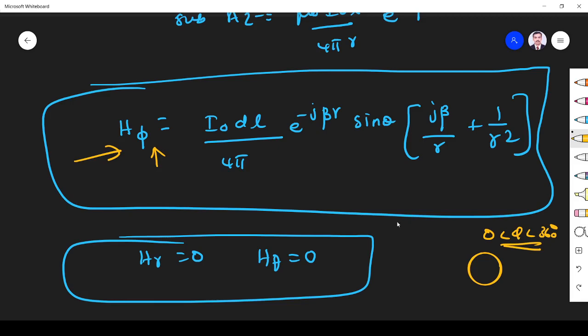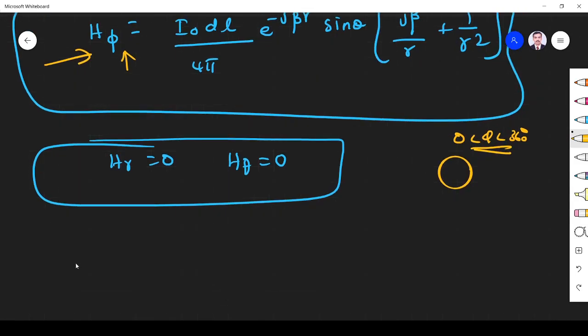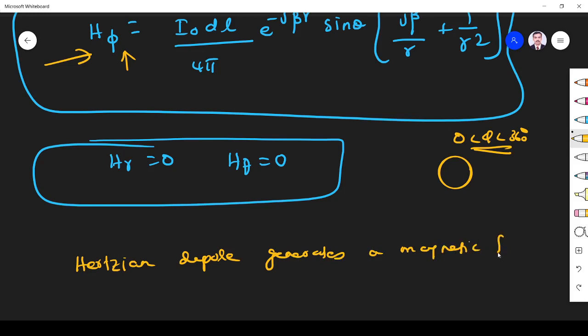So what is the thing? It says that the Hertzian dipole generates a magnetic field which is rotating around the current element. Yes or no?